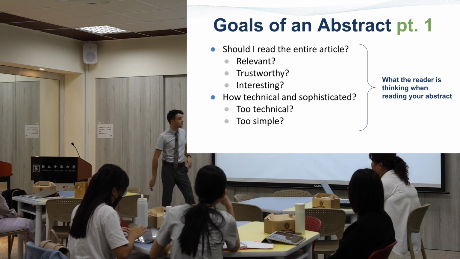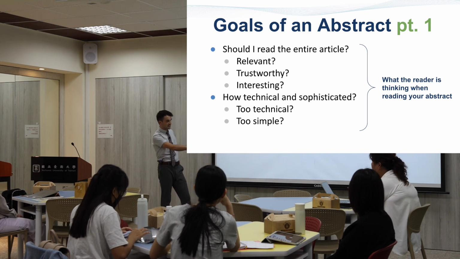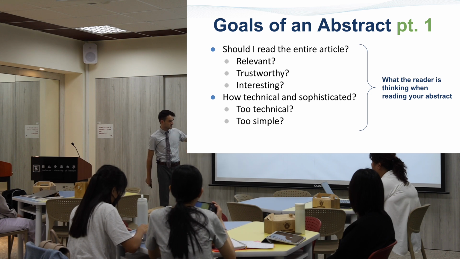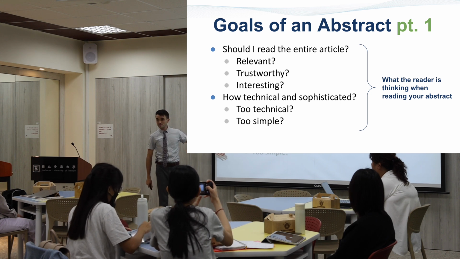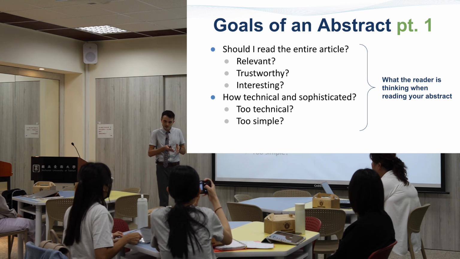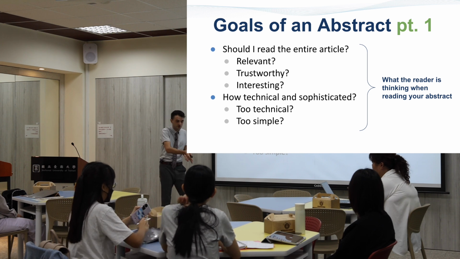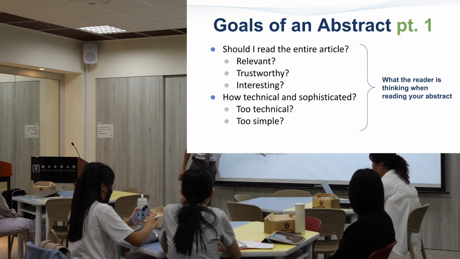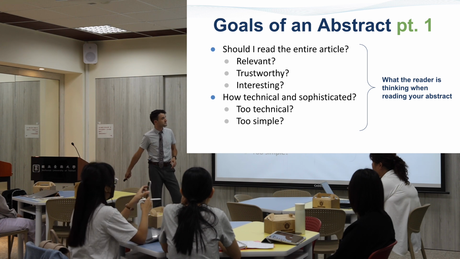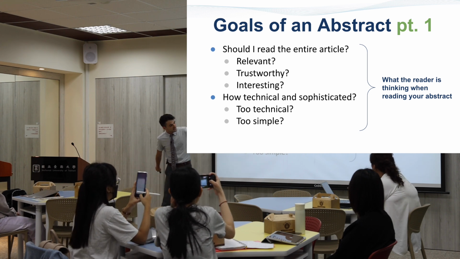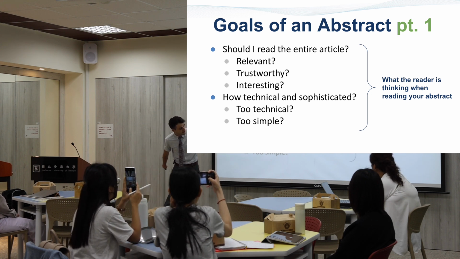Trustworthy comes with how easy it is to read. If it's hard to read, you might lose trust. How technical and sophisticated is it? Is it too technical? Is it too simple? Sometimes you know what you want. If you're in a specific engineering field, you know you need really technical writing. So if it's too simple, you might go away from the paper. This is what the reader is thinking when reading your abstract.